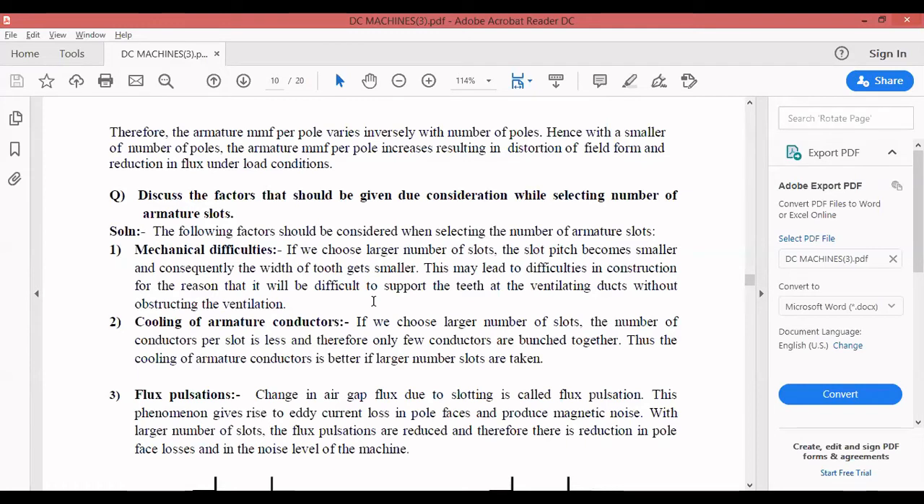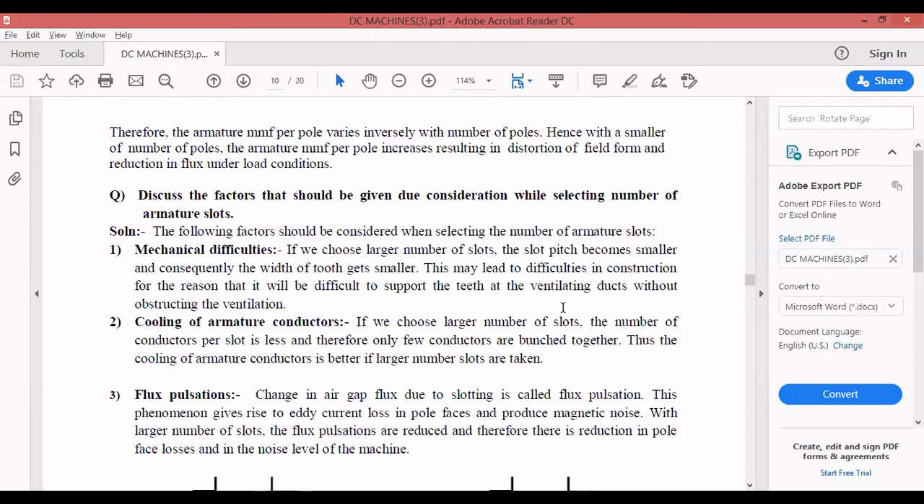We'll go for a larger number of slots to keep the tooth width smaller. If you want to keep the tooth smaller, then there will be some difficulties with respect to the ventilation. That should be taken into consideration.